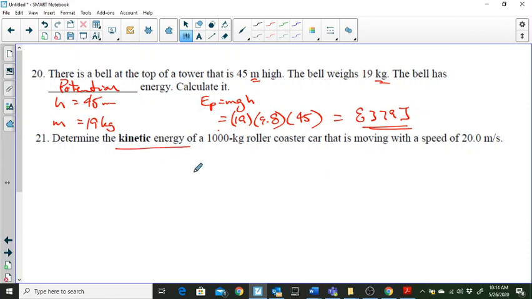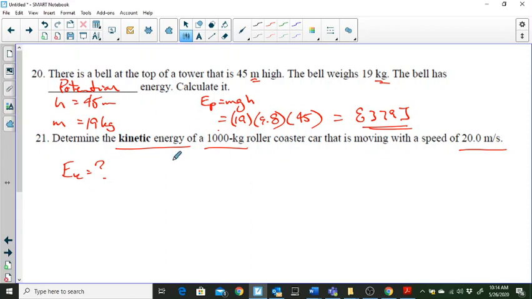Determine the kinetic energy. Oh, they're telling us what to do now. Oh, I hate being told what to do. I guess we'll do it. Determine the kinetic energy of a 1,000-kilogram roller coaster that is moving with a speed of 20 meters per second. All right, so we know we have to find kinetic energy. That's what we're trying to find. So let's write down EK question mark.